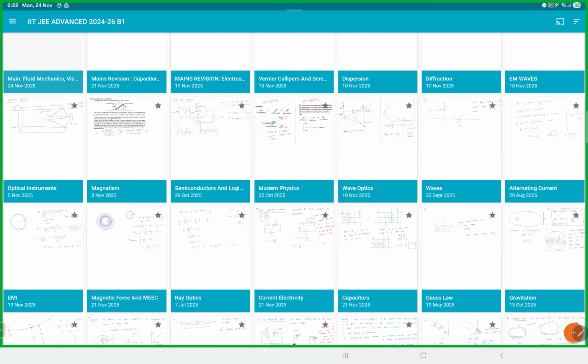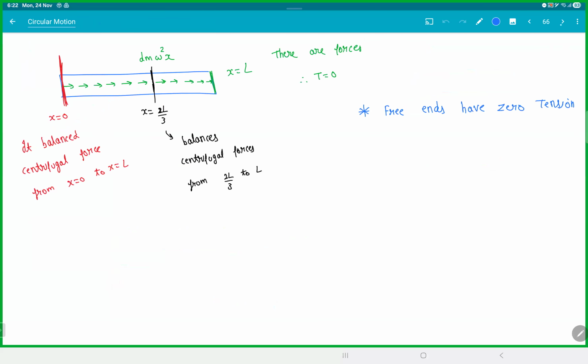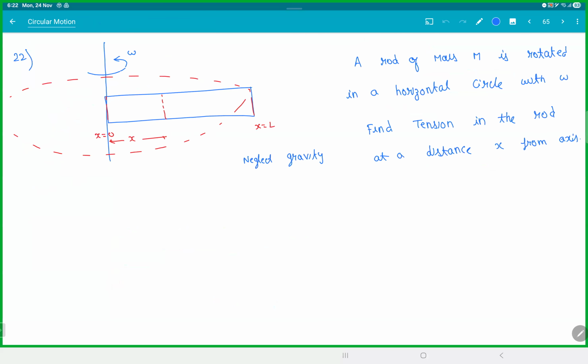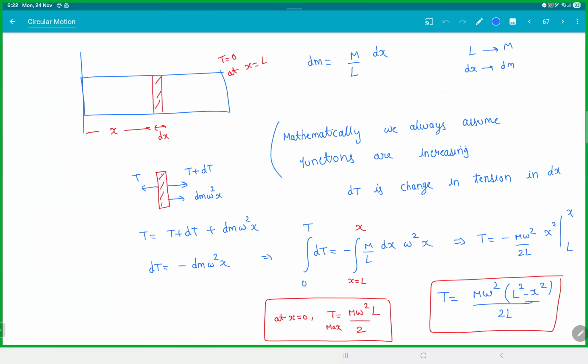In case you forgot, it is a circular motion question. Say we got a rod here, it is rotating in a horizontal circle, find the tension at x. So this is how we did it, if you remember. We take a thin slice dx, then we write the tensions, and then we integrate the whole stuff, and that's your answer. Are you getting the limits right? It will not go from 0 to x. Limits will go from L to x. That is a mistake you guys must be making.